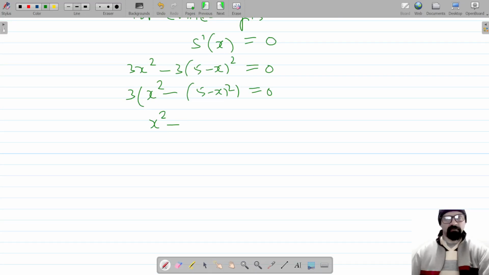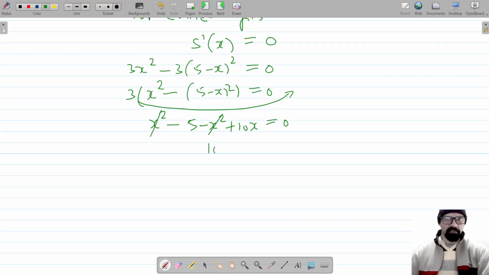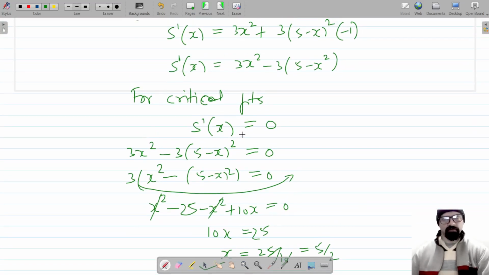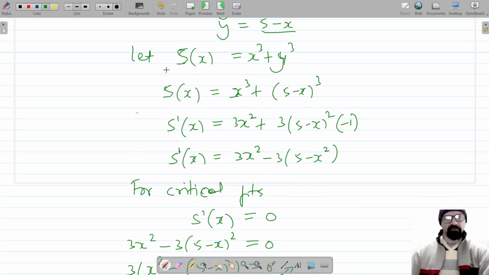Let's open the bracket. So x square, 3 उधर जाएगा 0 divided by 3 is 0. So this is minus 5 minus x square and plus 10x is equal to 0. So ये कट गया, तो यहाँ हो जाएगा 10x is equal to 25, so x हो जाएगा 25 by 10 which is equal to 5 by 2. तो अब हम चेक करेंगे if x is equal to 5 by 2 पे सब minimum है.